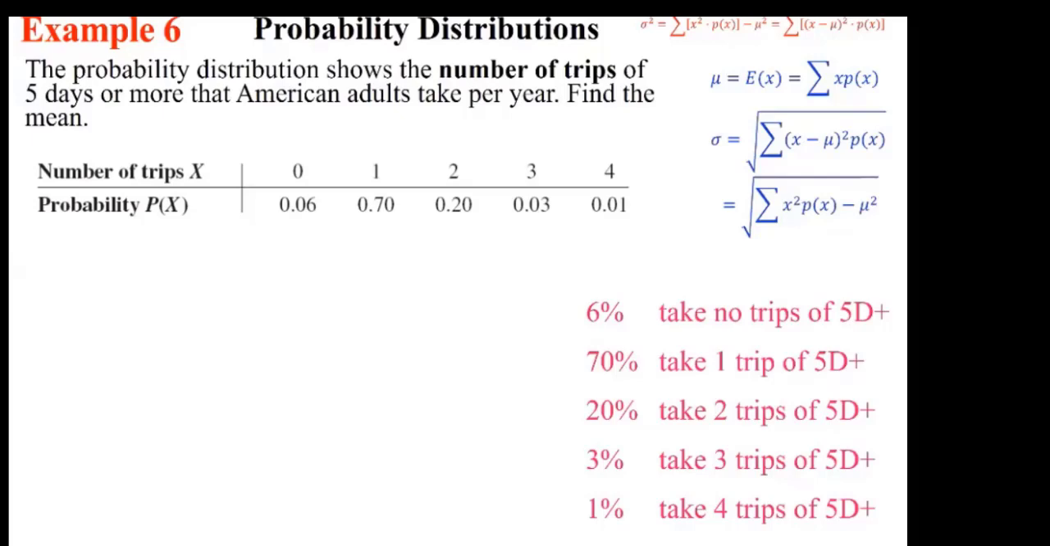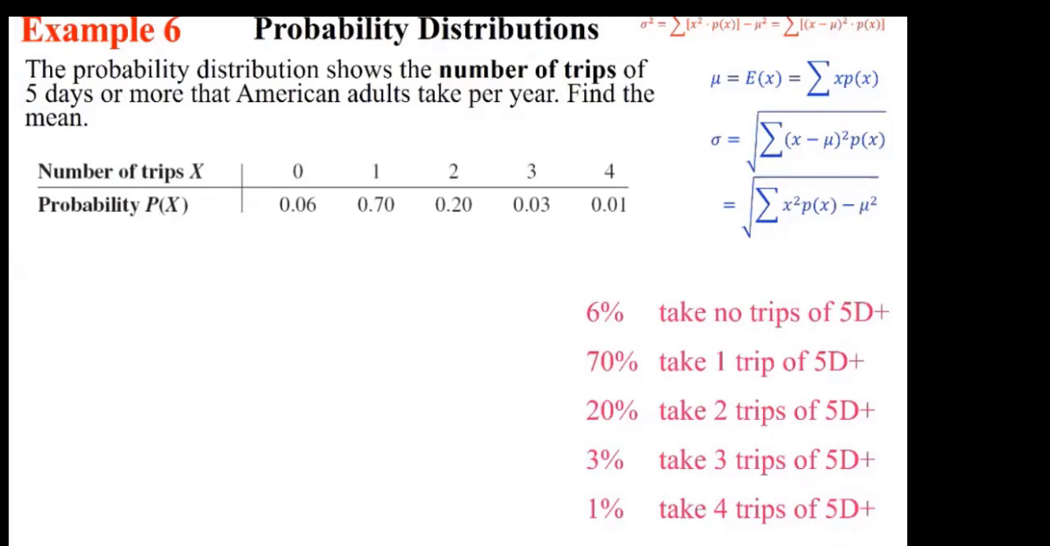Now, let's make sure we understand the meaning of this table. This table tells us 6% take no trips of 5 days or more. I'm being lazy, I put 5D plus. That means 5 days or more. According to this table, 70% take 1 trip that is 5 days or more. 20% take 2 trips of 5 days or more, and so on and so forth. So this is the probability distribution for the number of trips of 5 days or more.